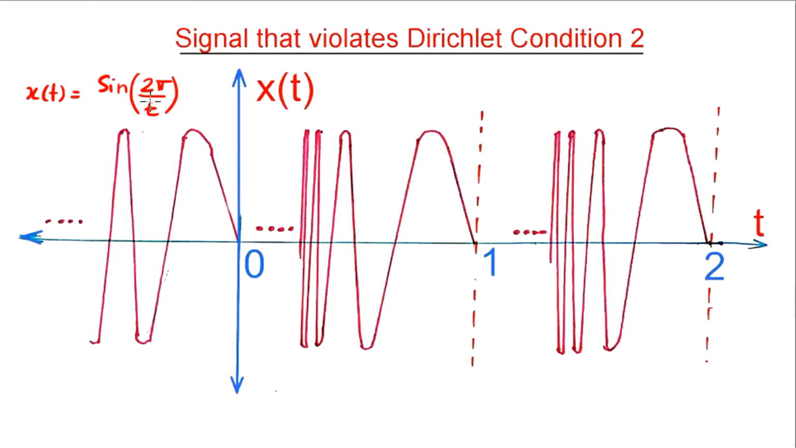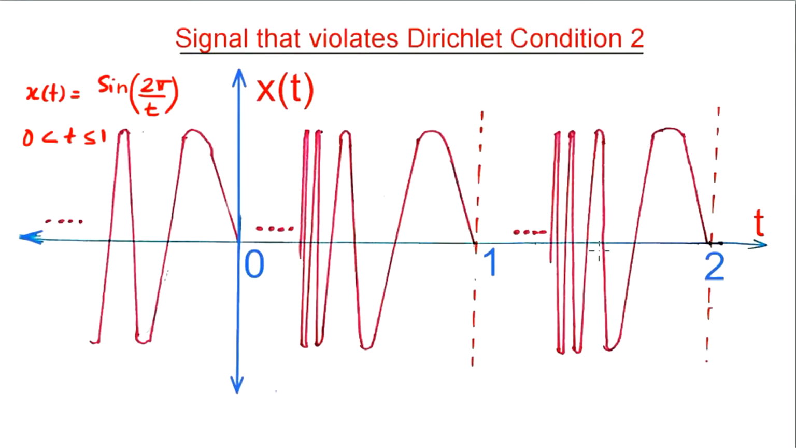So sine 2 pi by t over a period 0 to 1. This signal is an example of a signal which violates the Dirichlet condition 2. We can see that this signal obeys the first condition, that is it's absolutely integrable, but it violates that there are infinite number of maxima and minima.